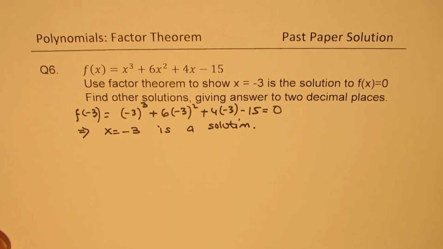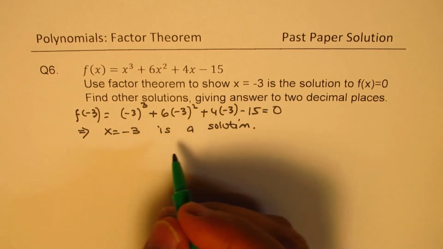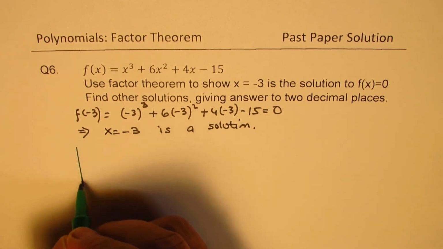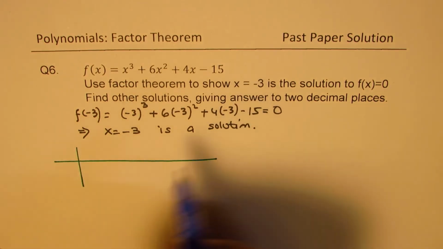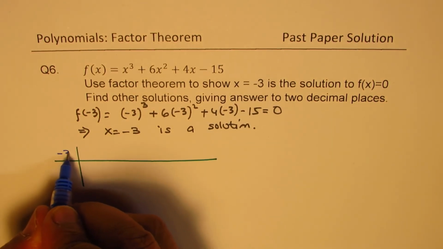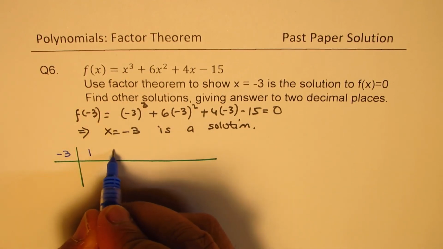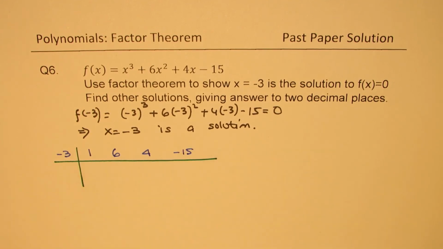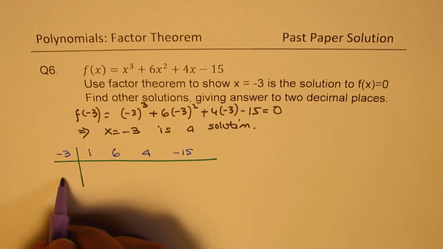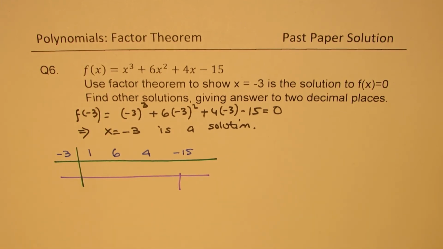That means, again, we need to divide. Okay, so let's divide. Let's use long division or synthetic division, as the case may be. So let's use synthetic division this time. We have x plus 3 giving us 0, so we'll divide by minus 3. Coefficients are 1, then we have 6, 4, and minus 15, okay? We have to get remainder 0, right? Otherwise, we've made a mistake.